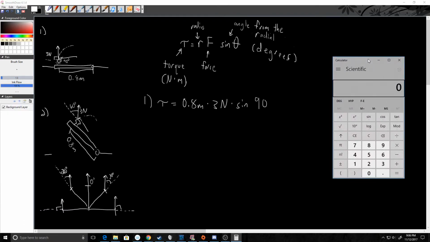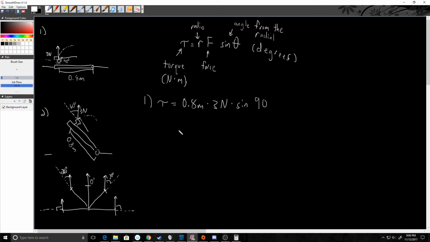The way my calculator works, I have to do the sine part first. So I'm going to go 90, hit the sine button. Okay, so that's 1. That's not going to change anything. And that makes sense, that 100% of this force is in the direction that doorknob's going to be moving in starting off with. Okay, so 1 times 0.8 times 3, 2.4. All right, so the torque in scenario 1 is 2.4 newtons per meter. Okay, and we're going to come back and look at that a little bit here.